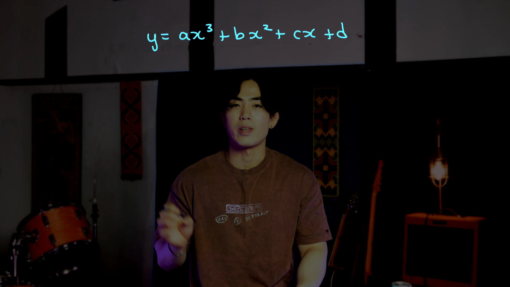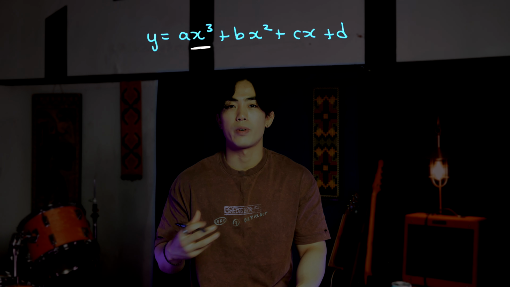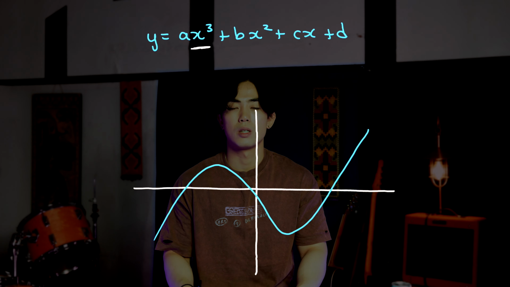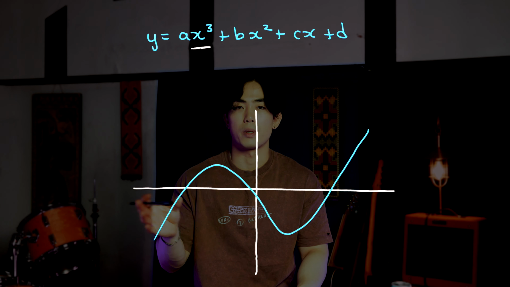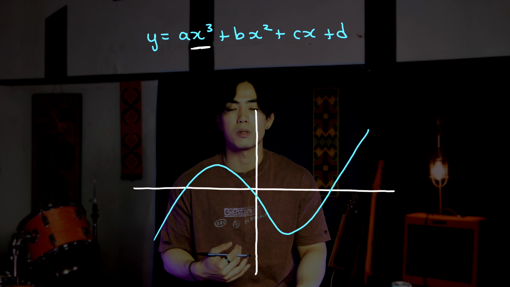So a cubic function is this one here, where we have this x cubed term, and the general shape of a cubic function will look something like so. Now this shape will vary depending upon certain factors within the original cubic function. So we're going to look at all different types.